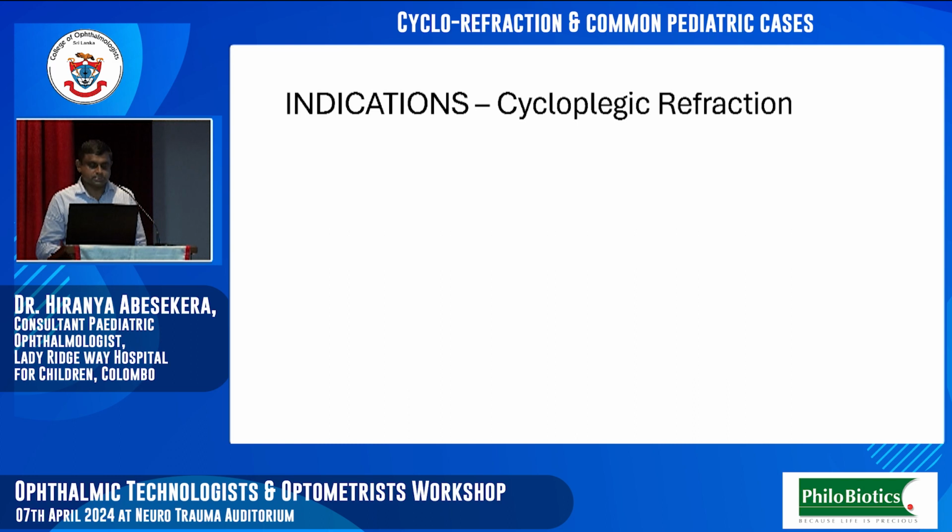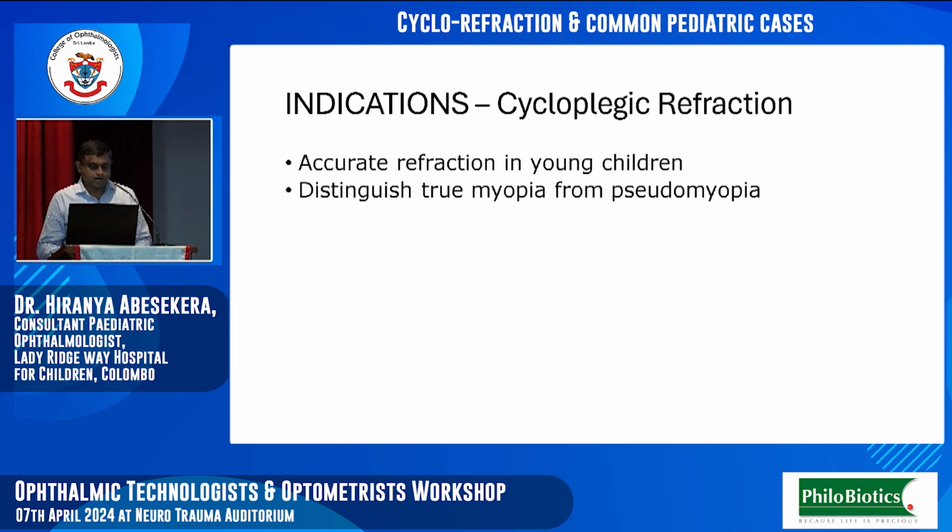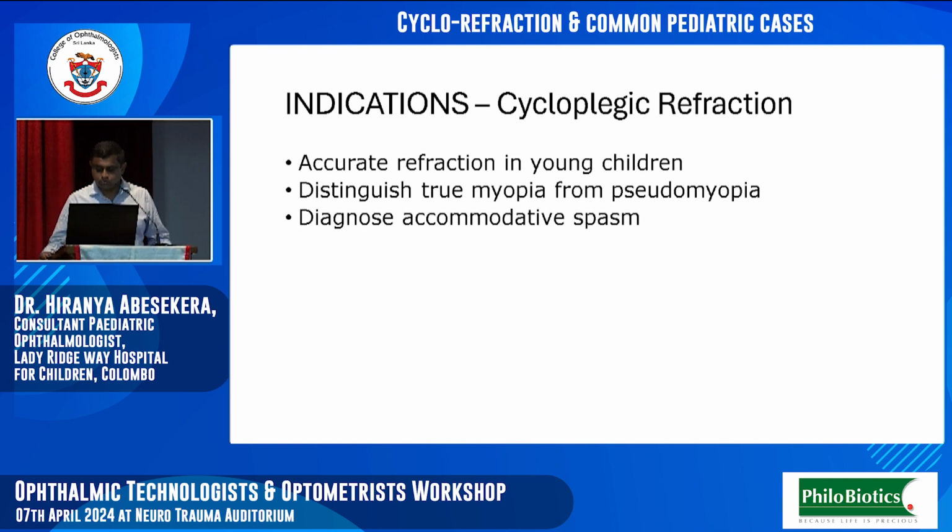So when would you consider doing cycloplegic refractions? Of course, in younger children, it is a must. Remember, it's not appropriate to prescribe glasses just based on subjective refraction in younger children. When you want to bring out the real refractive error of a patient, because of the accommodative reflex, the patient can develop pseudomyopia. You have to rule out pseudomyopia, of course, in cases of accommodative spasm. This is very common in children, particularly children who are doing the grade 5 scholarship. In that age group, it is very, very common to present like pseudomyopia.